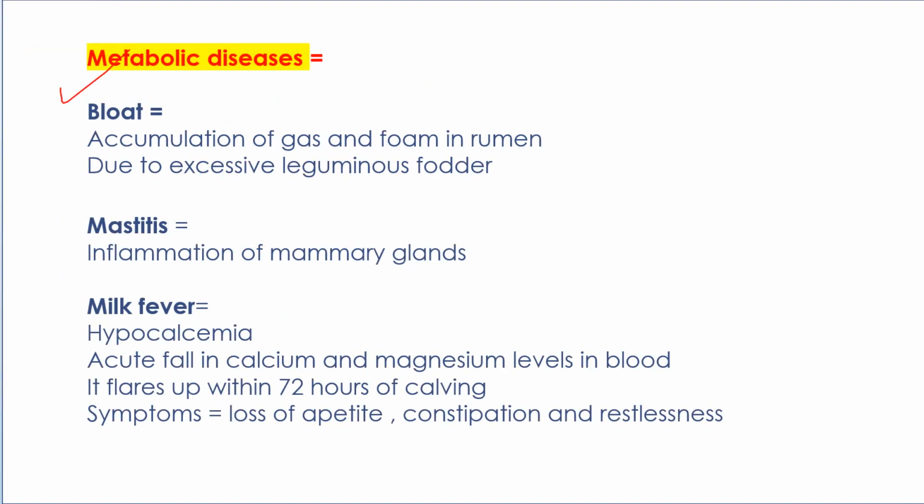So now we will talk about the metabolic diseases, and first comes bloating. If we give excessive leguminous fodder to cattle then it happens, due to which gas and foam form in the rumen. So next we will talk about mastitis, which is inflammation of the mammary glands, and this is a normal thing that you need to remember.